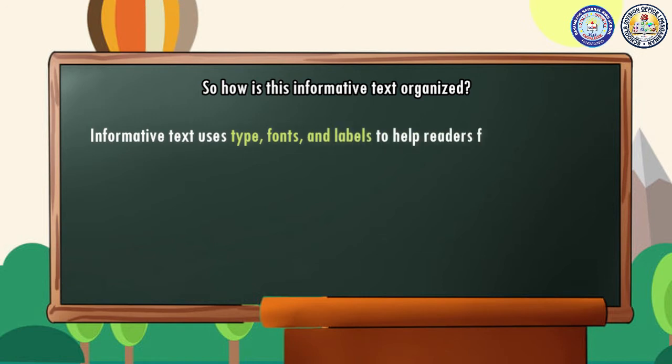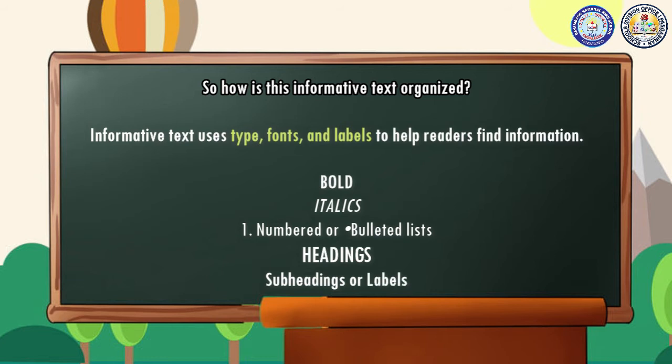Informative text uses type, fonts, and labels to help readers find information. A bold word creates emphasis. A phrase set in italics is similar. It adds extra emphasis on an important word or phrase. Numbered or bulleted lists set apart important information in an orderly fashion. Authors might use headings, subheadings, and labels to also denote importance. These are all ways informative text can organize content.